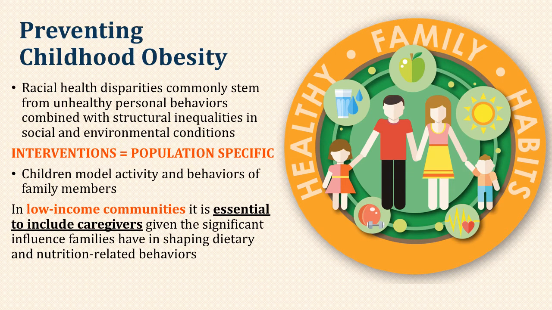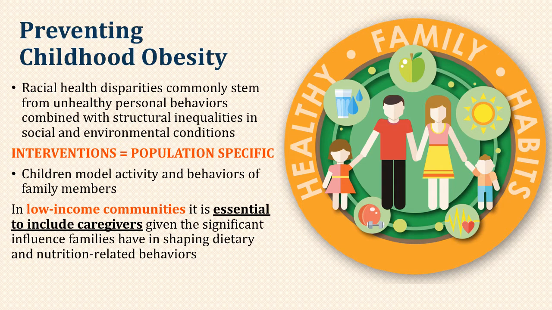So what can we do to prevent the increasing problem of childhood obesity? Typically, public health and community health interventions tend to be behavior-oriented by treating underlying health behaviors in order to address chronic health conditions. However, racial health disparities most commonly are a result of unhealthy personal behaviors combined with structural inequalities within one's social and environmental surroundings. Collectively, these factors significantly impact many individuals and families in the community and therefore hinder their ability to live a healthy lifestyle. As a result, interventions for preventing childhood obesity must be population specific.